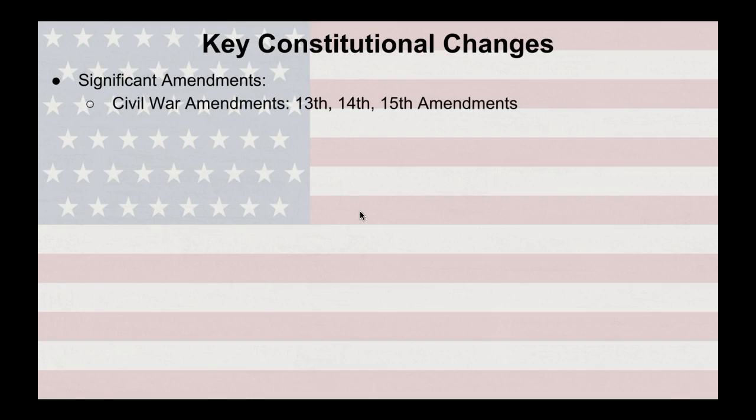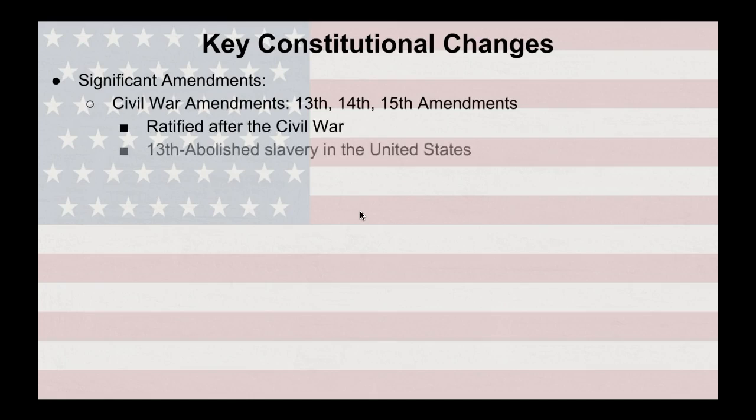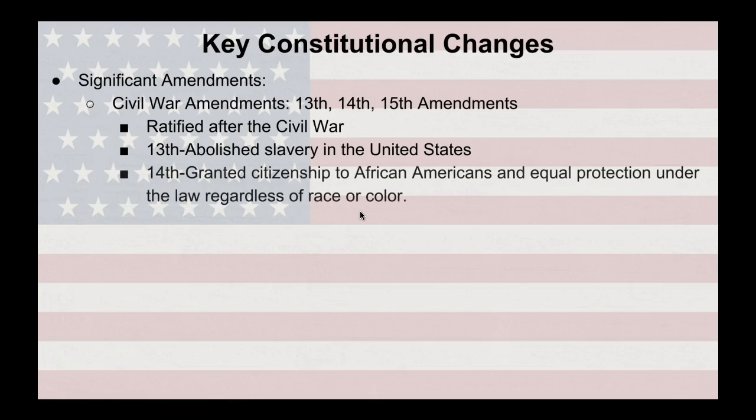Then there are going to be some other significant amendments passed. We have the Civil War amendments, the 13th, 14th, and 15th Amendments, which are going to be ratified after the Civil War. The 13th abolishes slavery in the United States. The 14th is going to grant citizenship to African Americans and anybody else. It's going to be the Equal Protection amendment that allows you to be a citizen regardless of race and color.